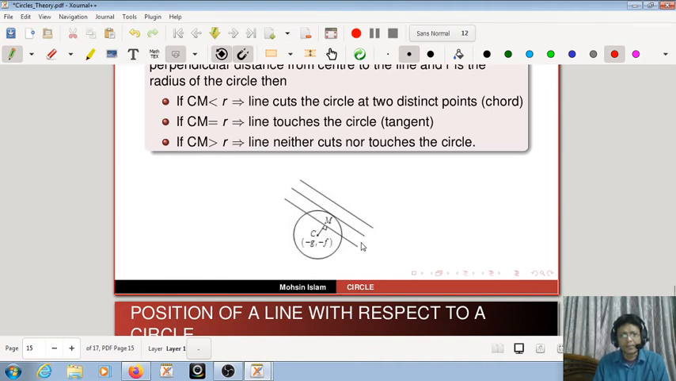So look at that in the diagram, CM. There are three possibilities actually. The straight line can intersect the circle, the straight line can touch the circle, or the straight line neither cuts nor touches the circle.